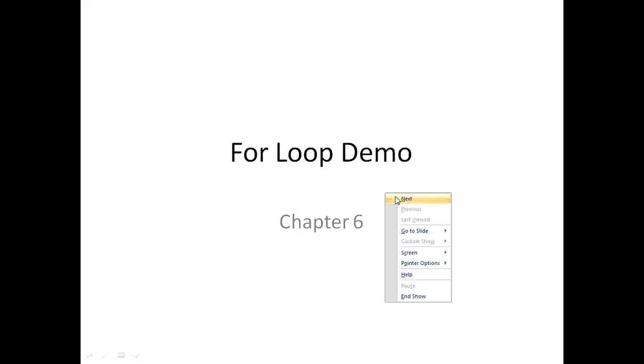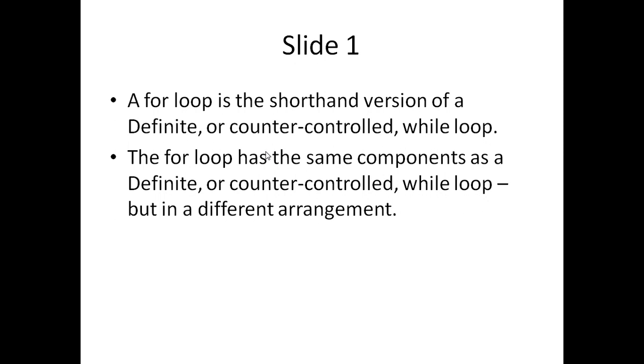Okay, in this video we are going to take a look at a for loop and see what that does. And so we'll move on to the first slide. A for loop is the shorthand version of a definite or counter-controlled while loop, which is what we've already learned how to do. We have the 5 elements to it, and now we're going to see what a for loop does, and it really is a shorthand version of it.